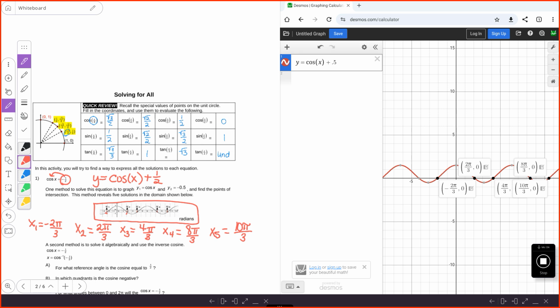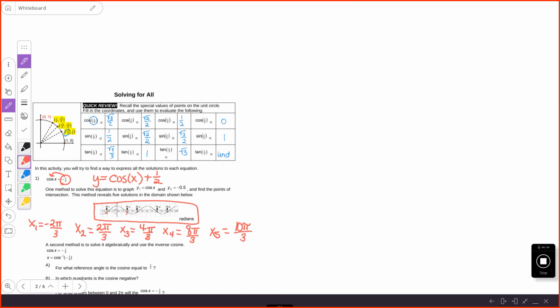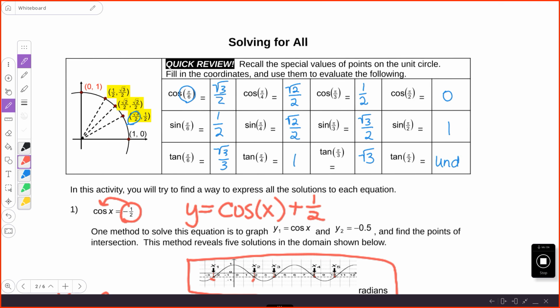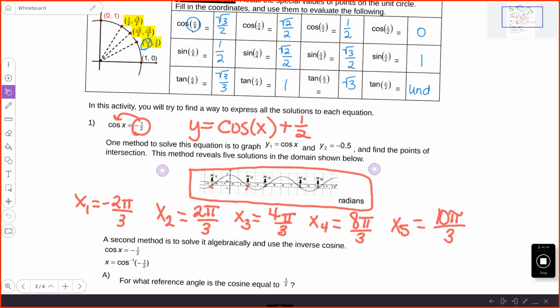All right, now, I'm done with Desmos for right now, so I'm going to get rid of that for just a second. Oops, I didn't mean to do that. All right, so now I have found all of my values and solutions that are on the screen.